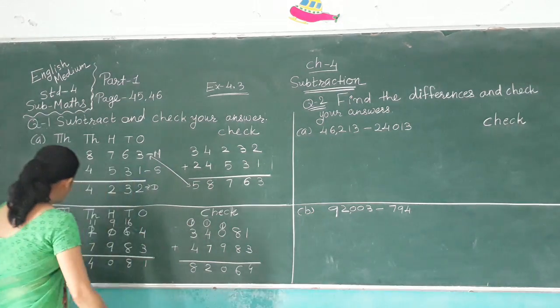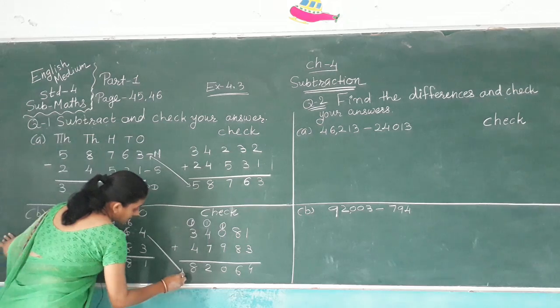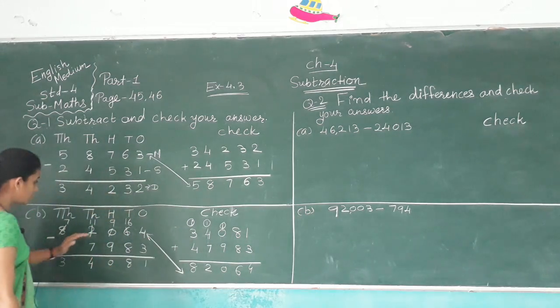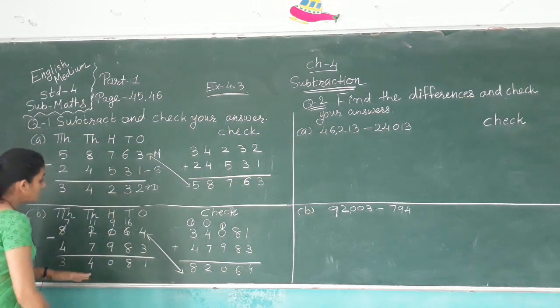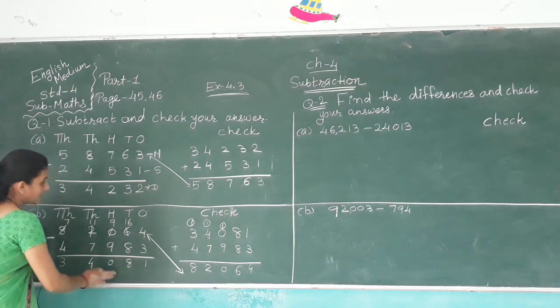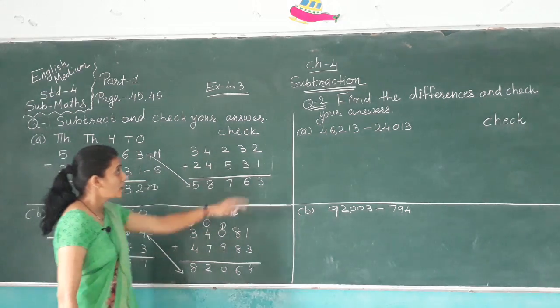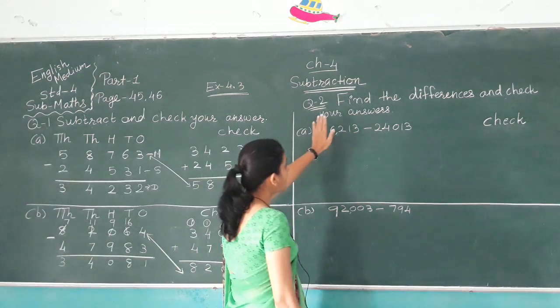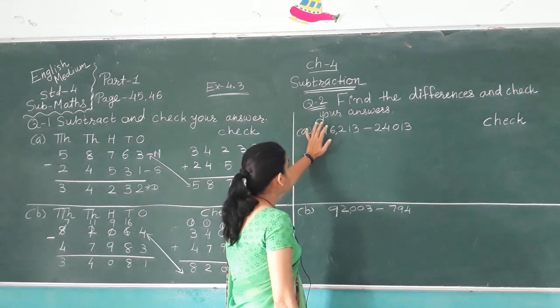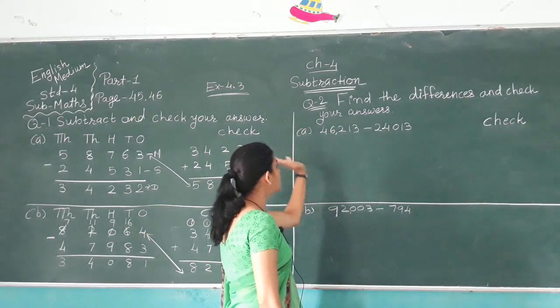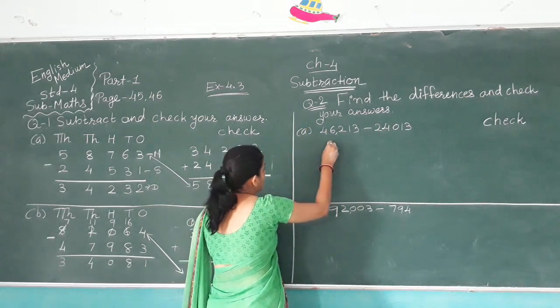Now check it. Both answers are the same. Yes, both numbers are correct. So this subtraction is correct. Now question number 2. Find the difference and check your answer. Both are the same. But look here again one time.